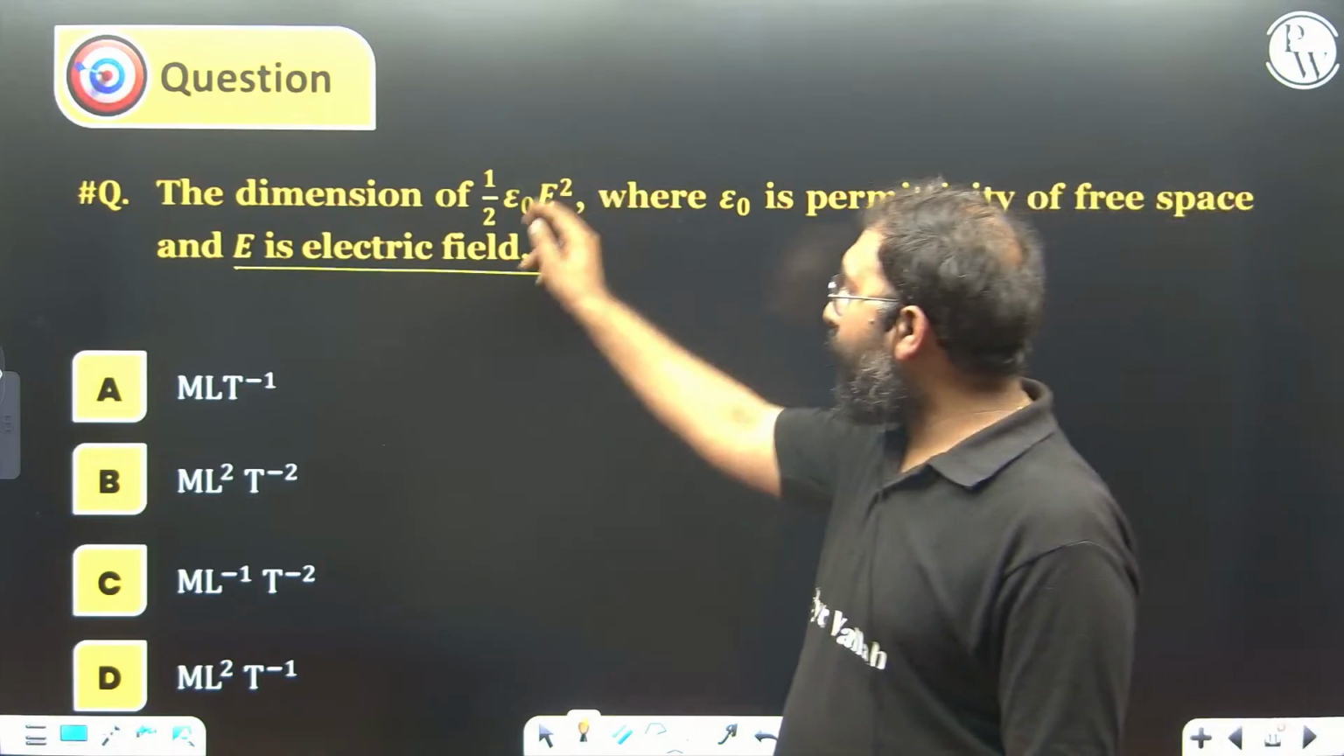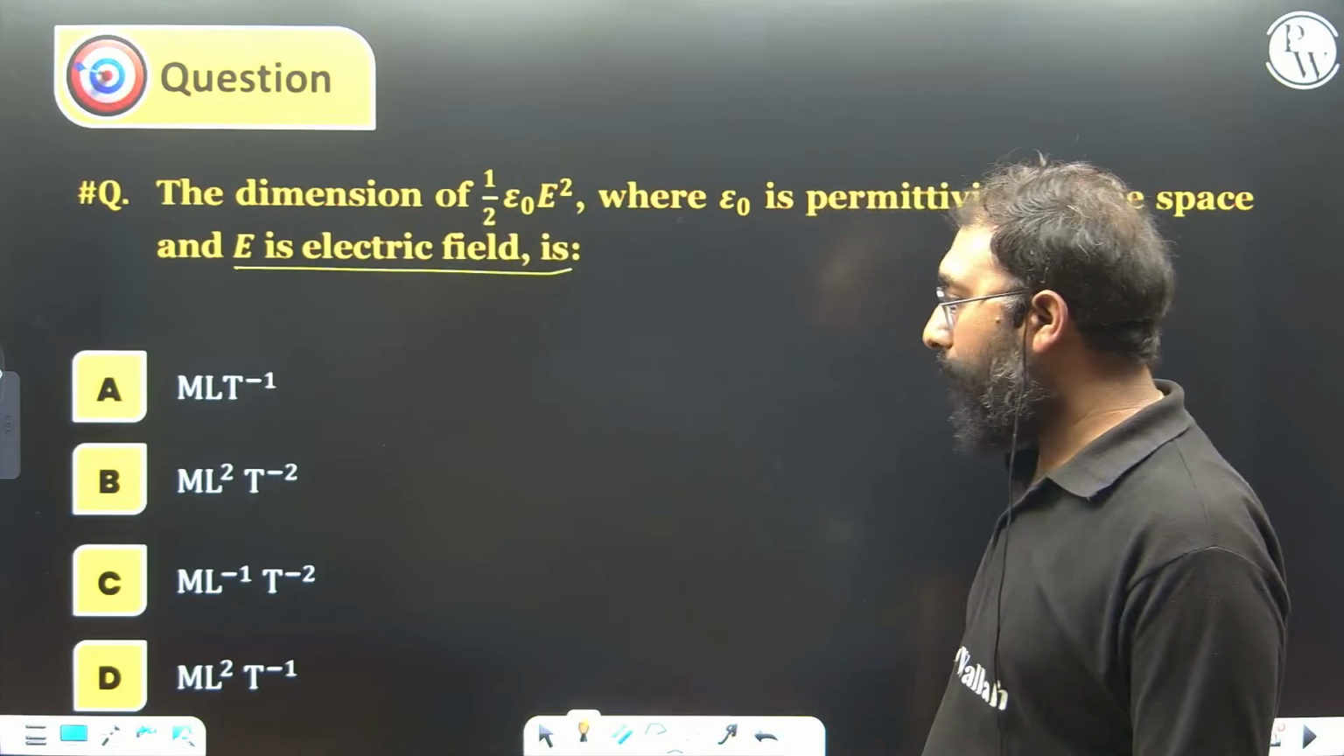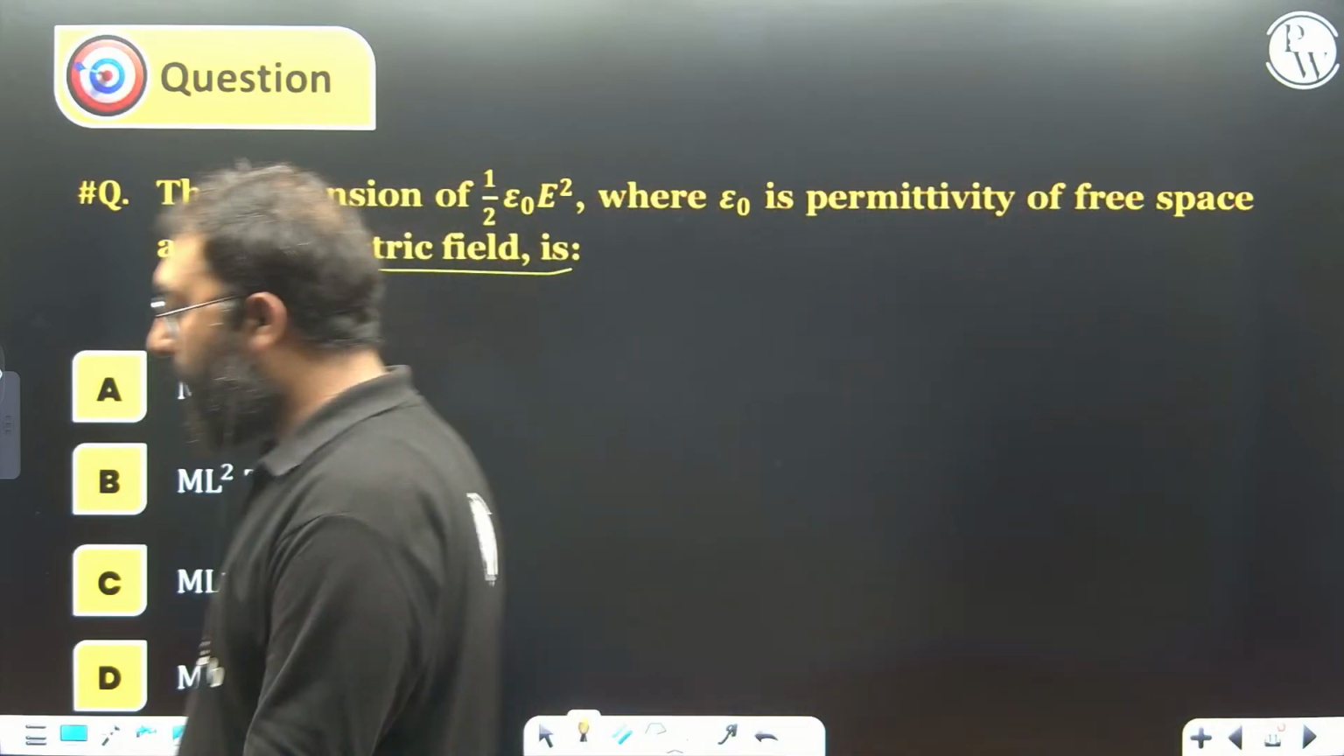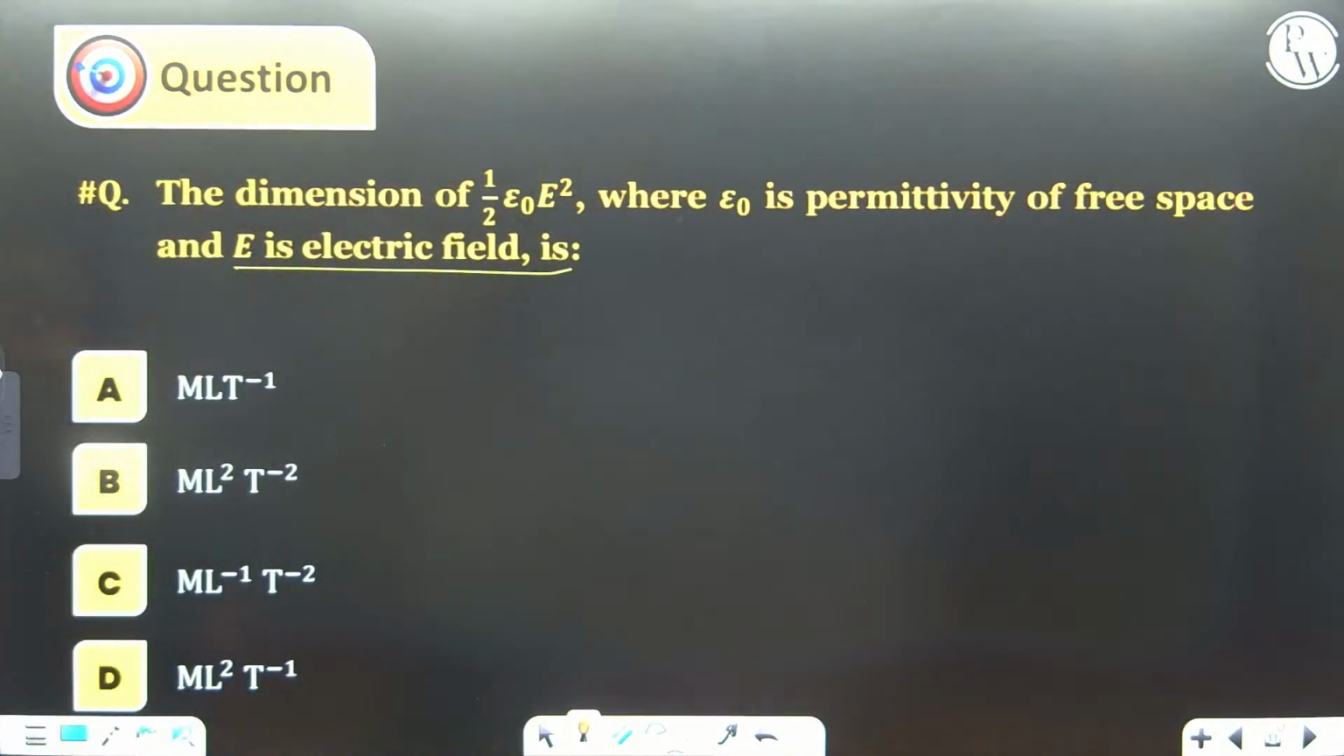Do you remember what this half epsilon naught E square is? Half epsilon naught E square. What is this thing?